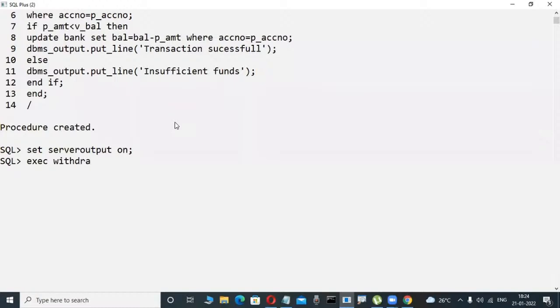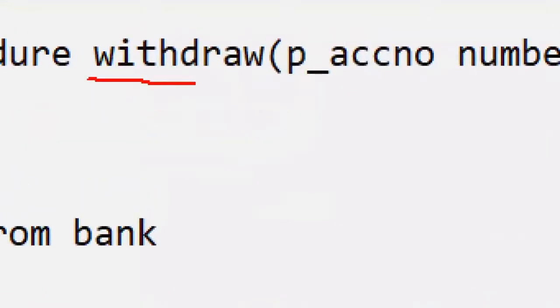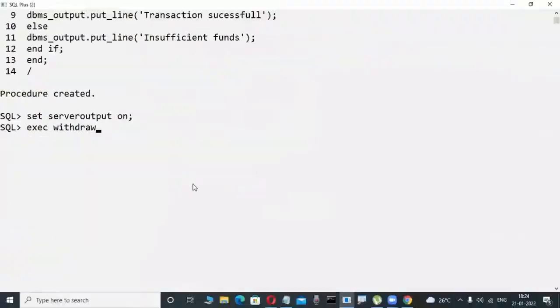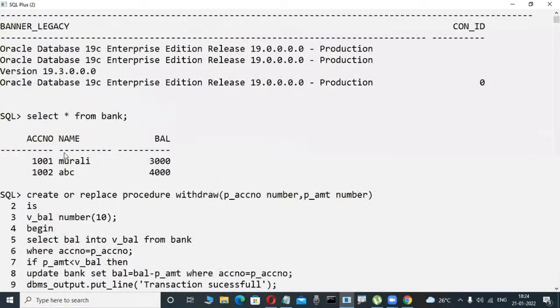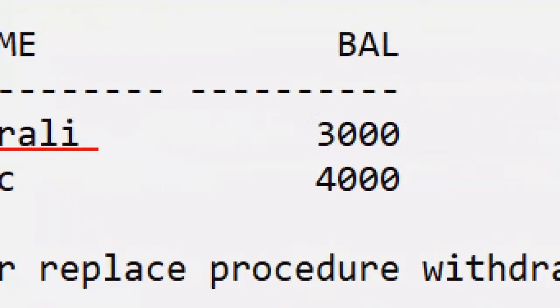You may not have an idea about all these things. Just observe it here. Withdraw is the name of my program I'm giving. Okay, fine. Here, my account number 1001, account number I'm passing, comma, I try to withdraw 9,000 rupees, for example. Observe here, slowly, the account number in this table. Scenario: observe the logic. 1001 is my account number. Murali is my name only.